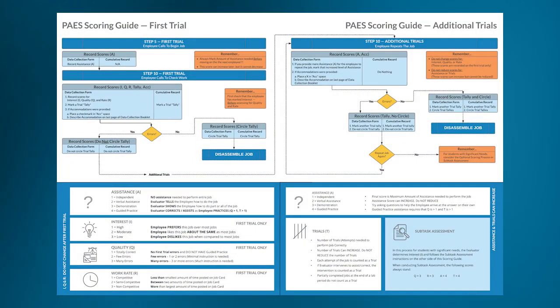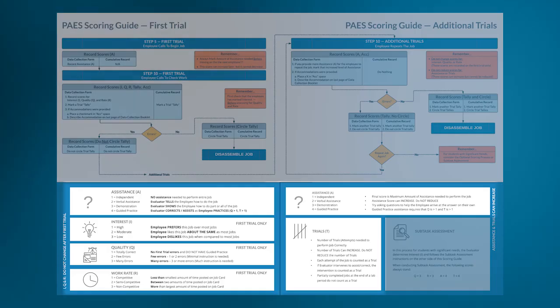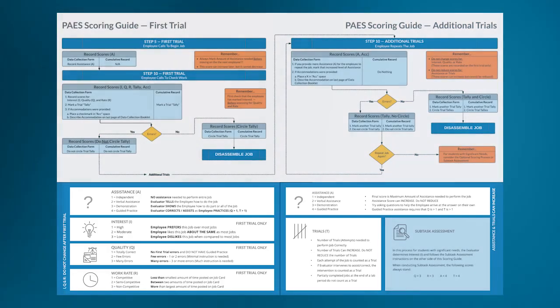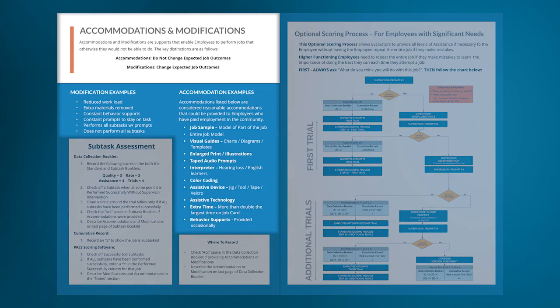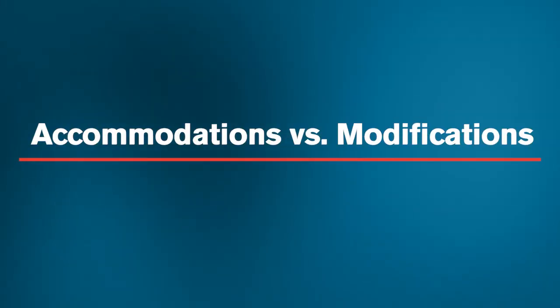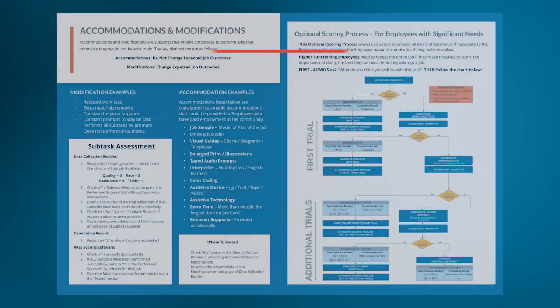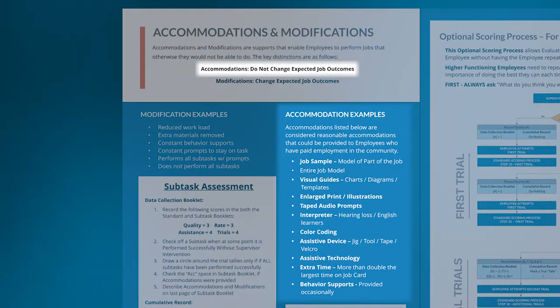Now that we've reviewed the numerical scores for quality, work rate, interest, assistance, and trials, there's one last category to cover on the topic of assigning scores: accommodations and modifications. Accommodations do not change the outcomes of jobs. Accommodations mirror the kind of support employees might receive at a job site. Models of a completed job or samples or guides showing completed steps are examples of accommodations.